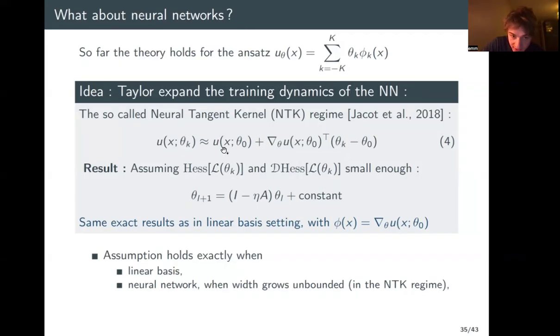The general assumption is that the Hessian is bounded and the differential operator of the Hessian is bounded. This is true when the width grows unbounded in the NTK regime. But you're right, there are other cases where this is not the case. Maybe in practice this NTK evolves in time, but its evolution is small. Okay, thanks. But then obviously the analysis is much more cumbersome. Maybe it has been done, but I'm not aware of it. Okay.